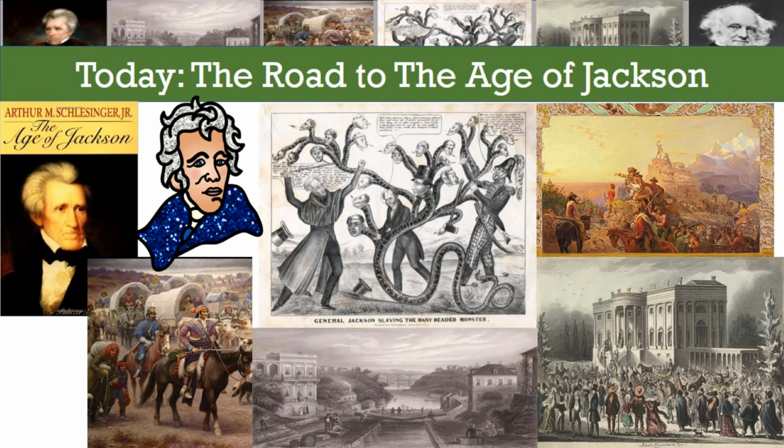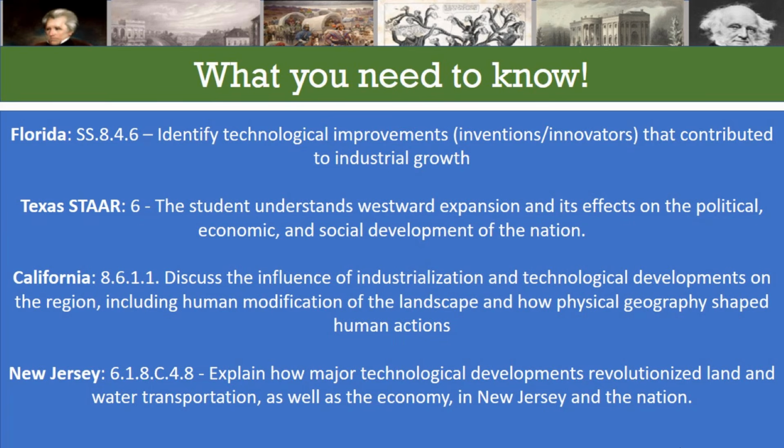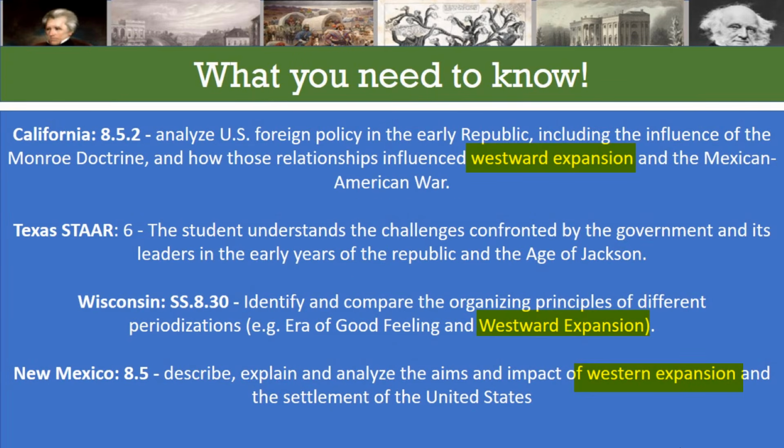All of these events are going to lead up to a more powerful and ever-expanding America and to the Age of Jackson, which is where we will pick up today. So, what do you need to know? Well, for most U.S. history classes, you're going to have to explain how industrial and technological developments would change the landscape of America, as well as the effects and the impacts of Western expansion, all of which are going to lead to the challenges faced by future administrations such as Andrew Jackson.